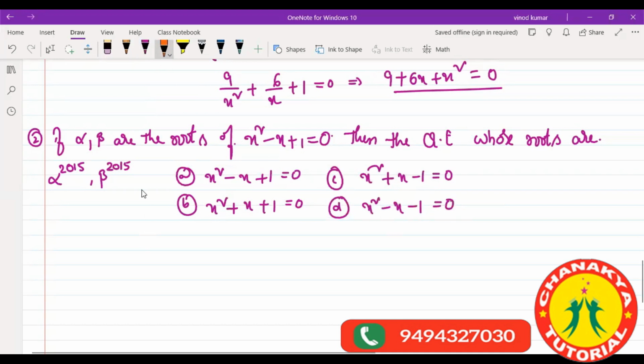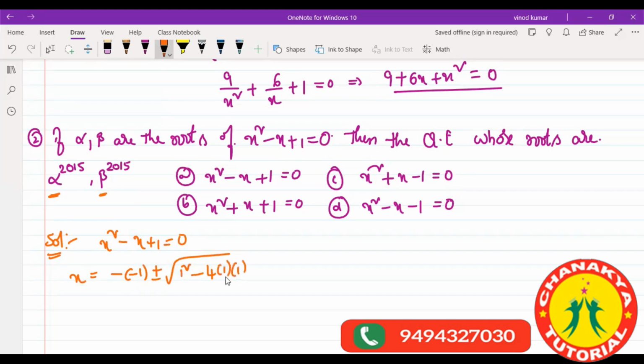Here I will explain the question one more time. If alpha and beta both are the roots of a given equation, then what is the quadratic equation whose roots are alpha power 2015, beta power 2015? For finding these values, first we need alpha and beta. So x square minus x plus 1 equal to 0. What is the x value here? Minus b plus or minus square root of b square minus 4ac by 2a.